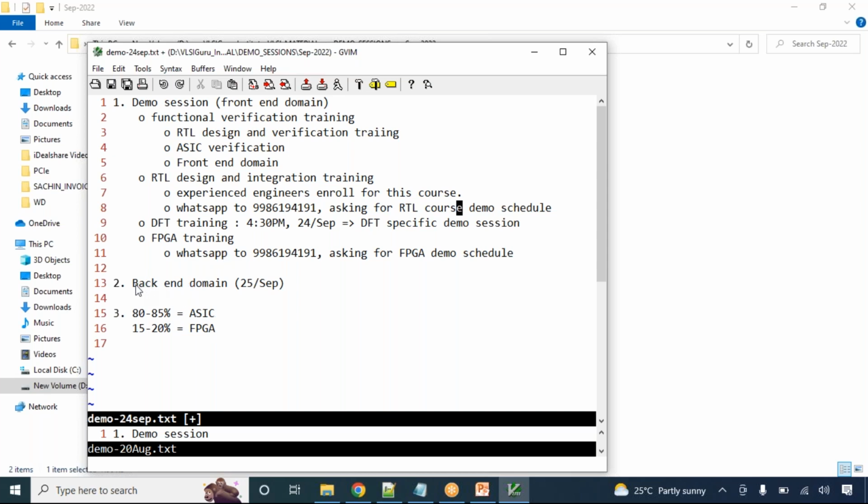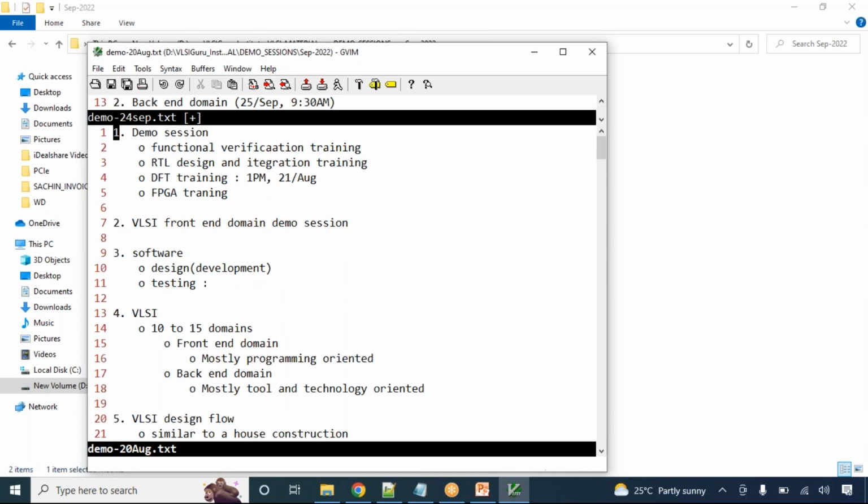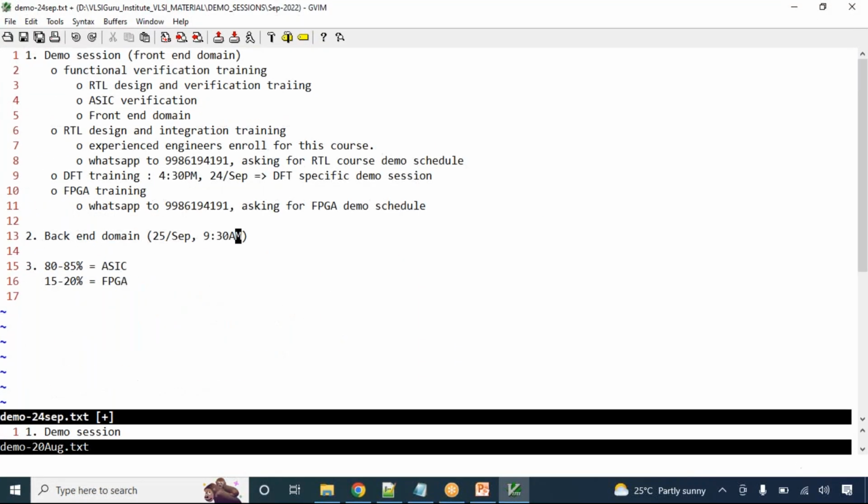Now, some of you might be interested in the backend domain. There is a demo session tomorrow at 9:30 a.m. Now, I'm using two terminologies: one is front-end domain, one is back-end domain. Let us primarily understand the difference between the front-end domain and the back-end domain.